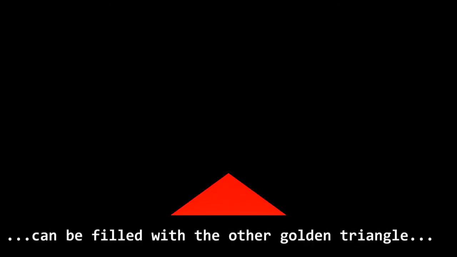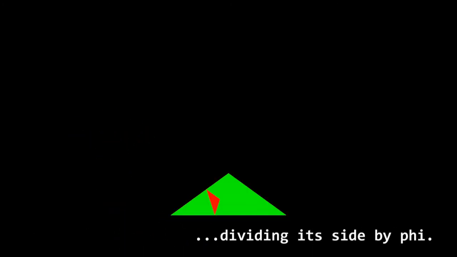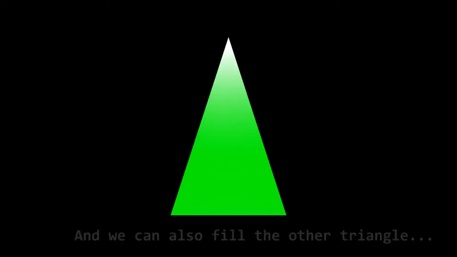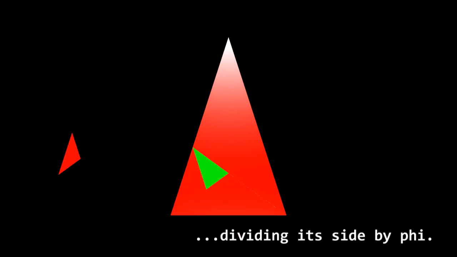Furthermore, a gnomon can be filled with the other golden triangle, dividing its sides by 5. And we can also fill the other triangle with a gnomon, dividing its side by 5.